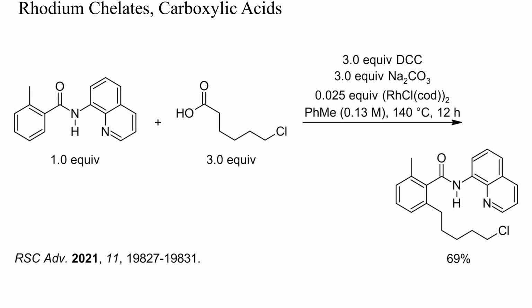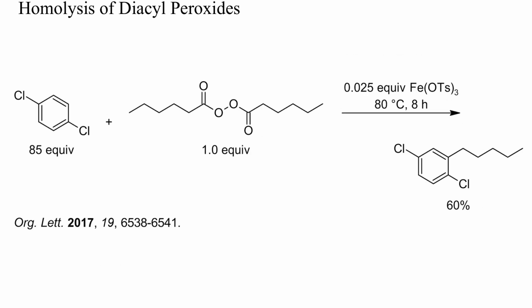In this example, no free alkyl radical was formed. Acylation of a rhodium chelate with an acid anhydride and strong heating caused decarbonylation of an intermediate rhodium acyl complex and then alkylation of the benzamide. Heating diacyl peroxides causes oxygen-oxygen bond homolysis and decarboxylation. Here, 1,4-dichlorobenzene was alkylated with the pentyl radical generated by heating dihexanoyl peroxide.